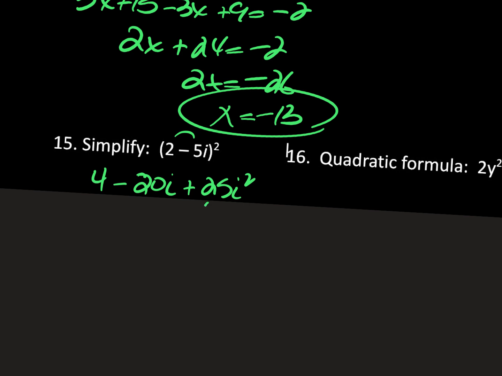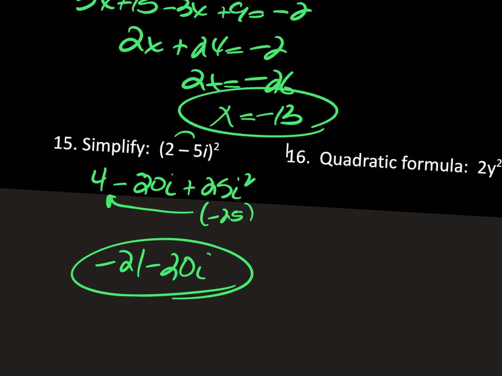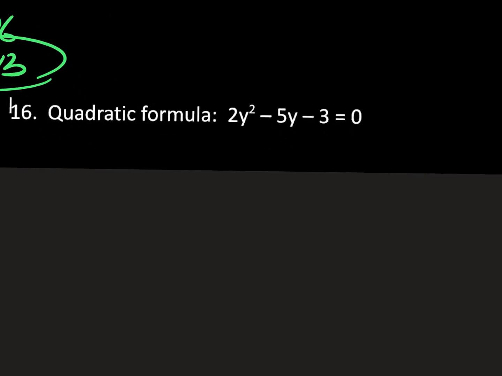Now, 25i squared is really negative 25. And you're going to add that to the 4 in the front. 4 and negative 25 is negative 21. And I've got negative 20i. There you have it.